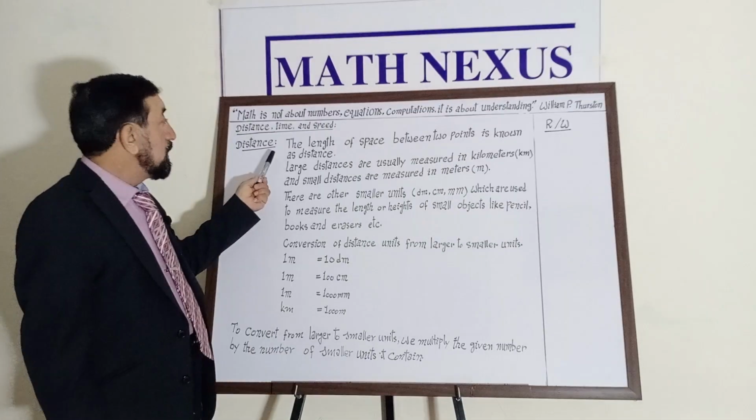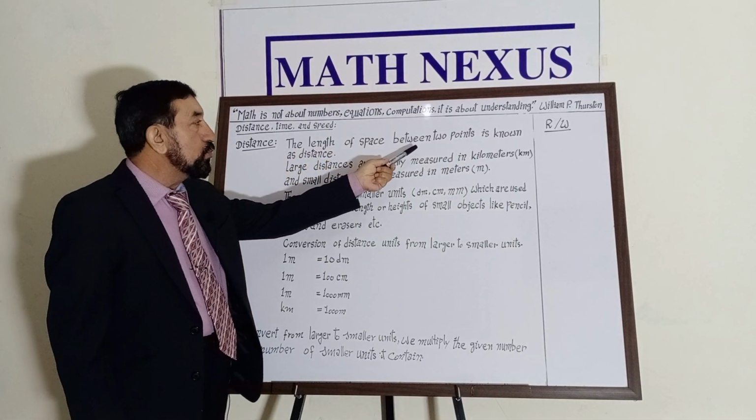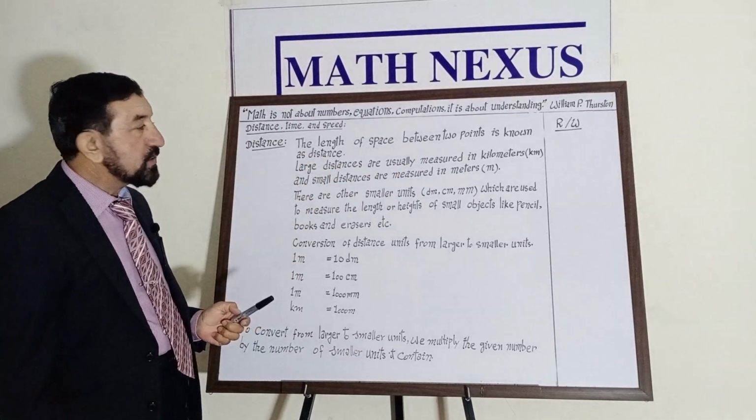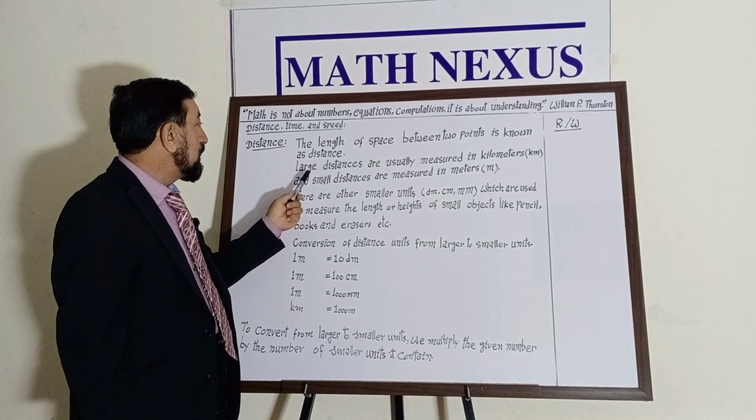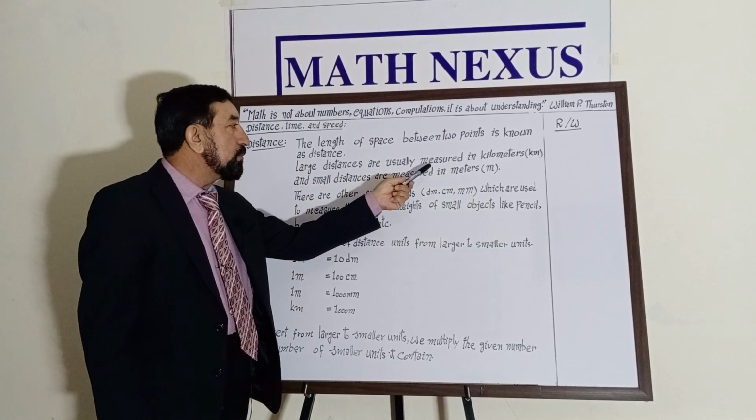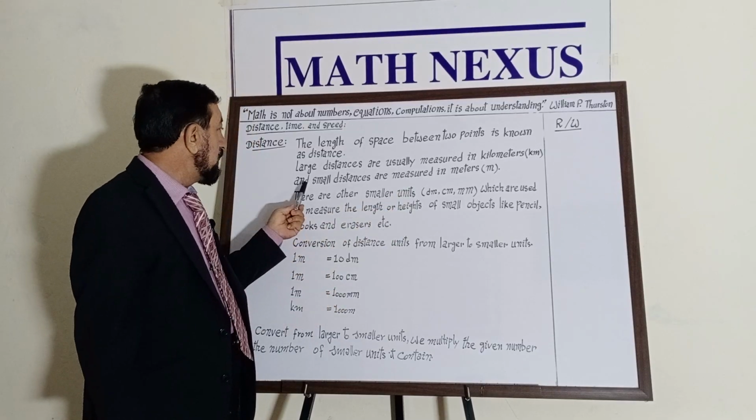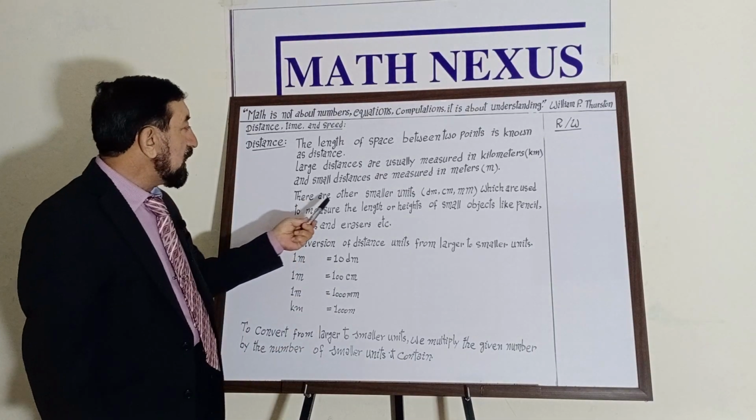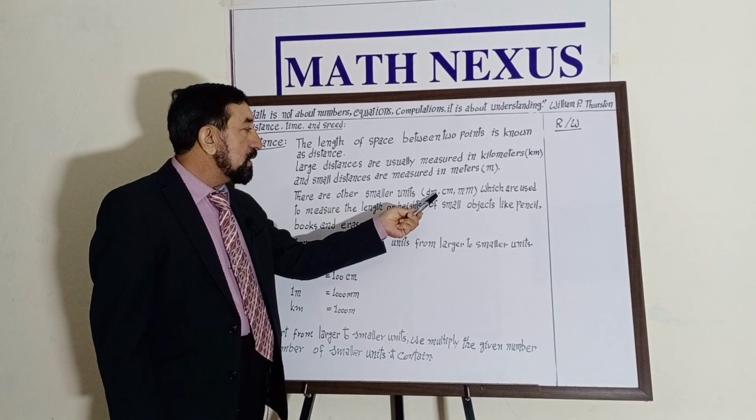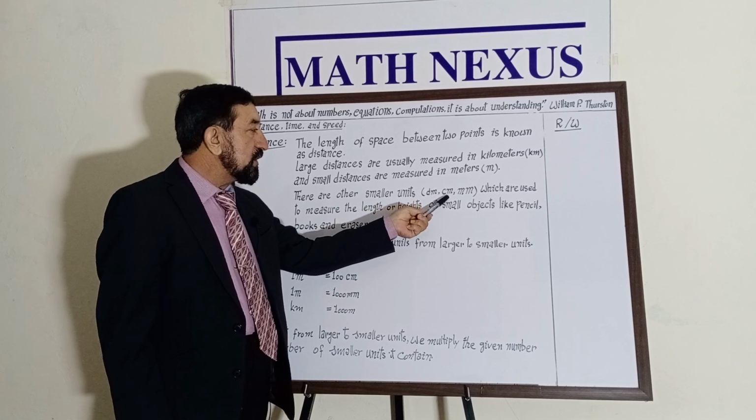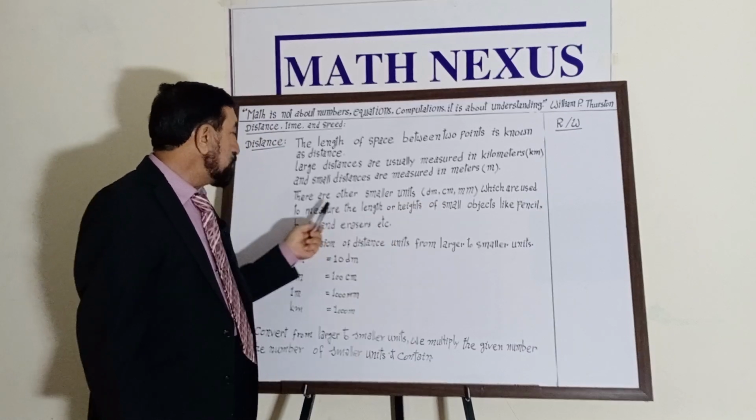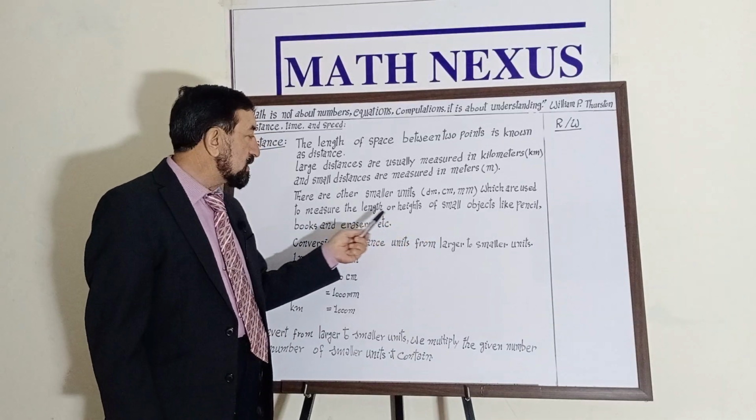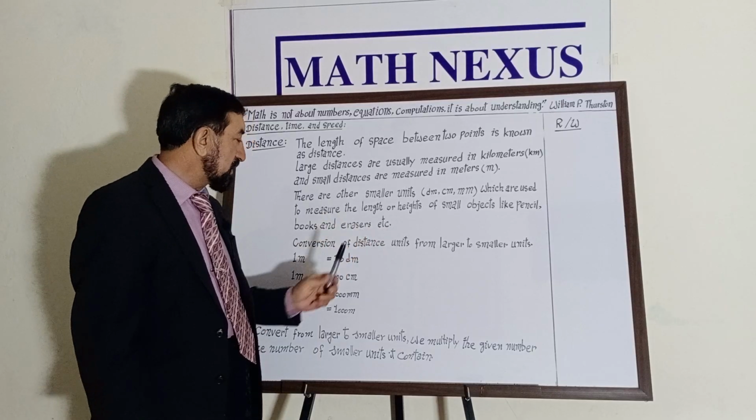What is distance? The length of space between 2 points is known as distance. Large distances are usually measured in kilometer, km, and small distances are measured in meter, m. There are other smaller units: decimeter, centimeter, millimeter, which are used to measure the length or heights of small objects like pencils, books, erasers, etc.